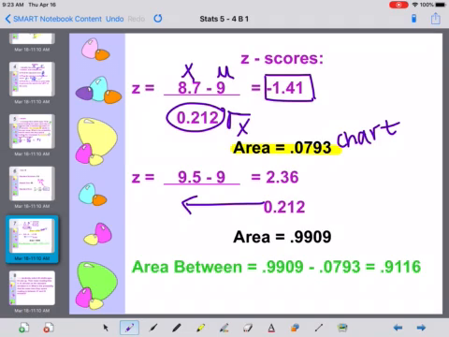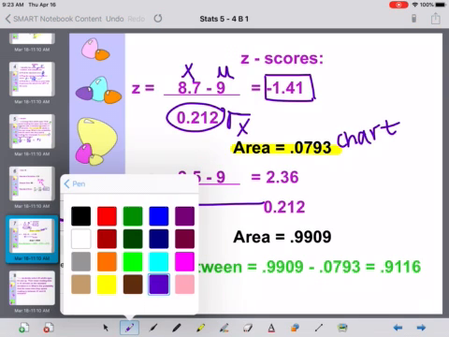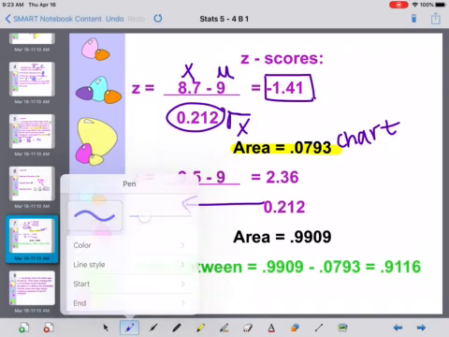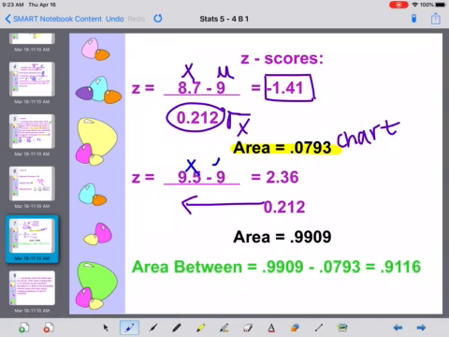Sorry, this should be scooted over here. Then you had another x value, which is the only reason we're doing it again. Here's your x, here's your mean, and here's your baby sigma x bar that we just calculated that you're dividing by. So 9.5 minus 9 divided by 0.212 gives you 2.36, which is your z-score.